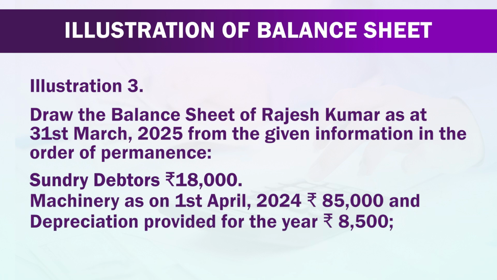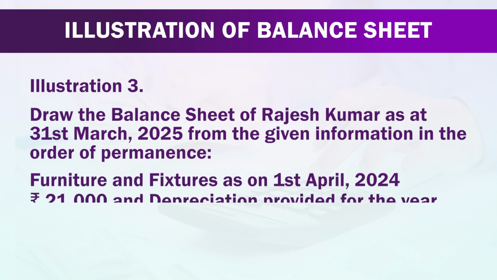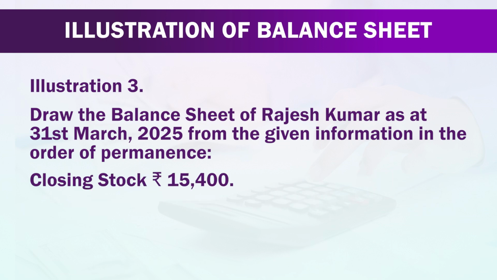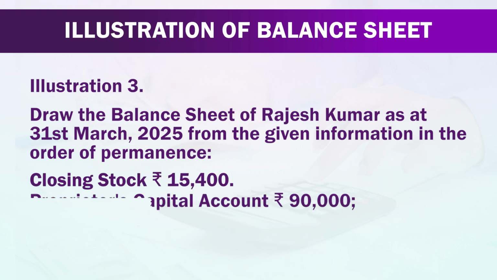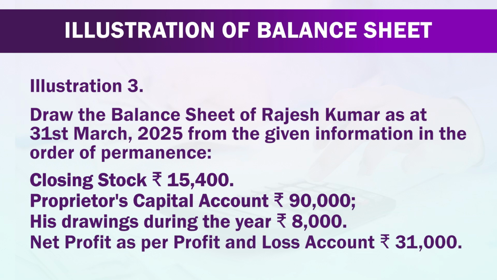Machinery as on 1st April 2024 rupees 85,000 and depreciation provided for the year rupees 8,500. Furniture and fixtures as on 1st April 2024, means in the beginning of the year, rupees 21,000 and depreciation provided for the year rupees 2,100. Closing stock we are having of rupees 15,400, proprietor's capital account rupees 90,000, he has drawn during the year rupees 8,000 and net profit as per the profit and loss account rupees 31,000.